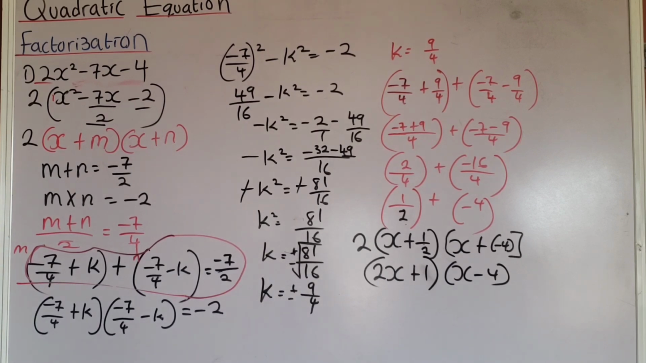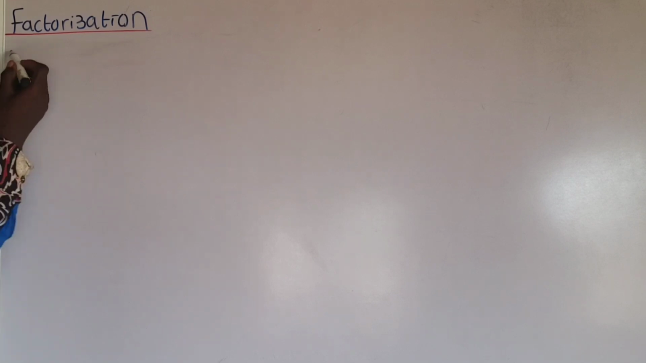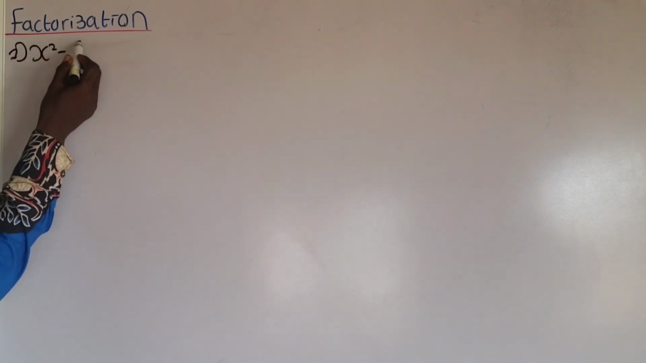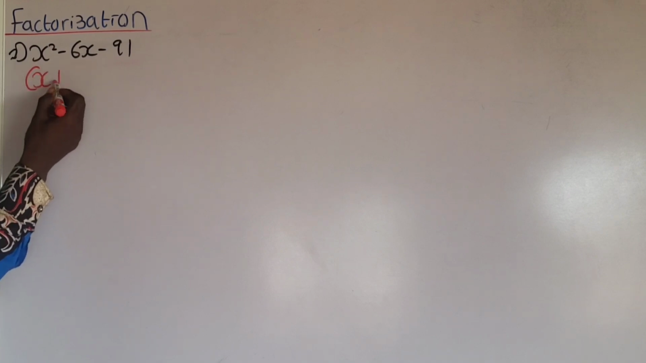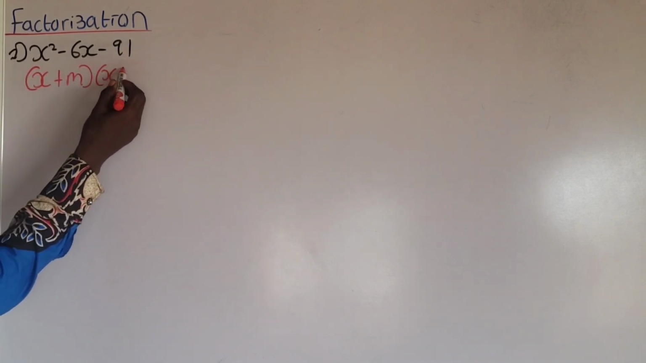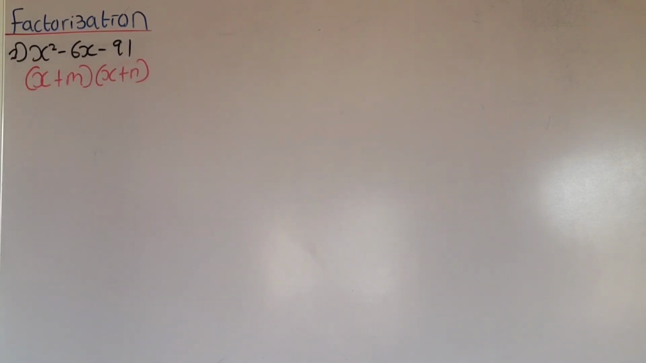Okay, so let's have one more example before we go. We have to factorize the quadratic equation x squared minus 6x minus 91. So how do we factorize this quadratic equation without guessing? Because this quadratic equation is a trinomial, it is going to be factored into two factors in which each of the factors starts with x. You understand?